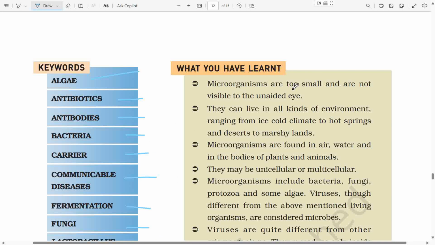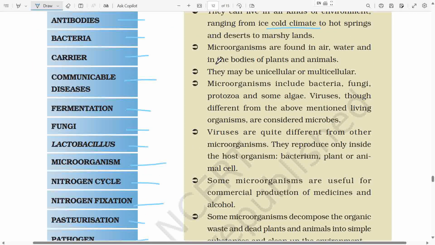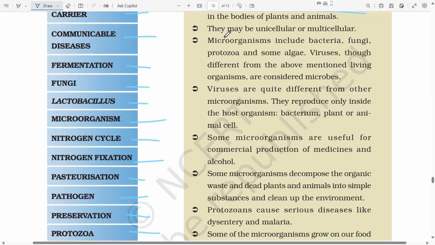What you have learnt. Microorganisms are too small and are not visible to the unaided eye. They can live in all kinds of environment, ranging from ice-cold climate to hot springs and deserts to marshy lands. Microorganisms are found in air, water, and in the bodies of plants and animals.